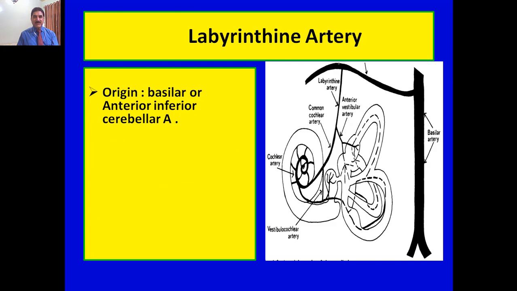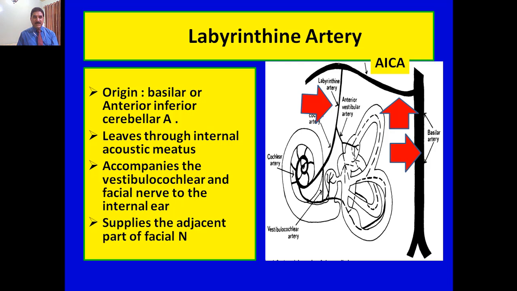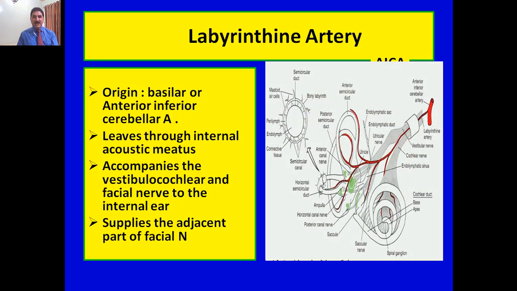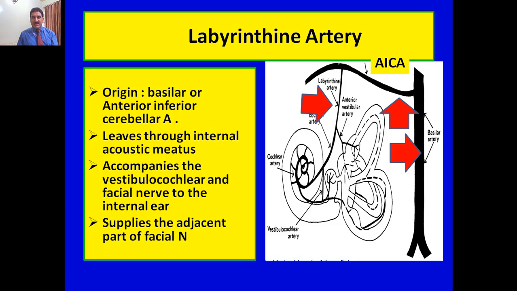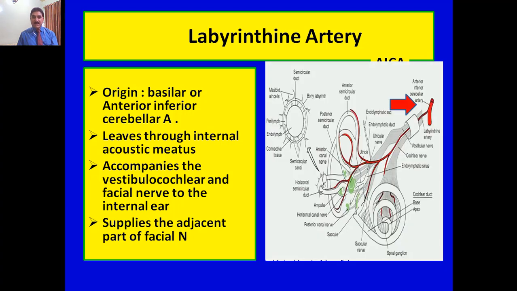Labyrinthine artery: it originates from the basilar or the anterior inferior cerebellar artery. It leaves through the internal acoustic meatus, accompanied by the vestibulocochlear and facial nerves, to the internal ear. It supplies the adjacent part of the facial nerve. As shown in this diagram, it arises from the basilar artery, but it may arise from the anterior inferior cerebellar artery, as shown in this diagram.